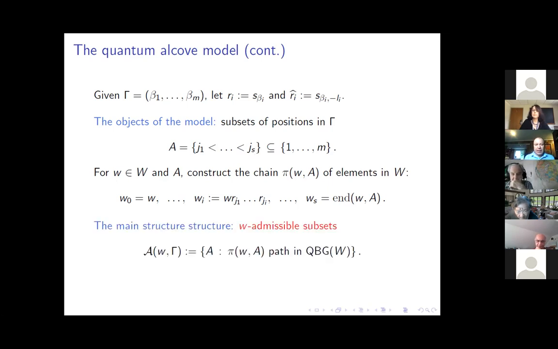The condition to pick such a sequence, which leads to those subsets called W-admissible subsets, is that this chain of Weyl group elements should be a path in the quantum Bruhat graph. Here the up and down steps can be in any order. This path can go up and down in any possible order, so the up and down steps can be intermingled.